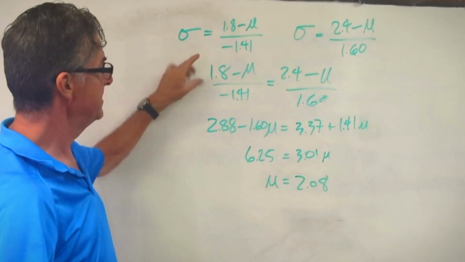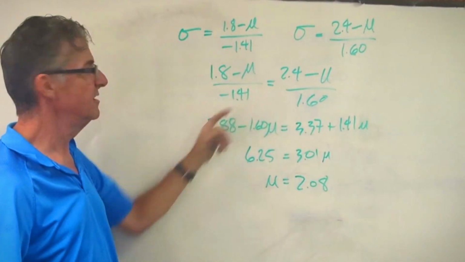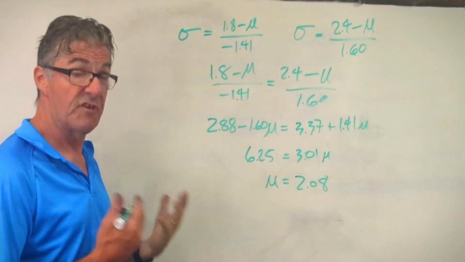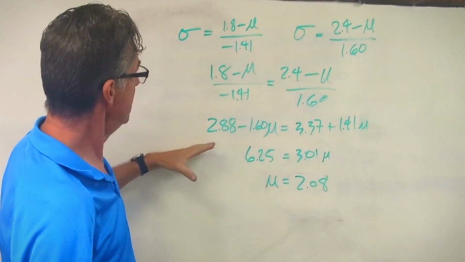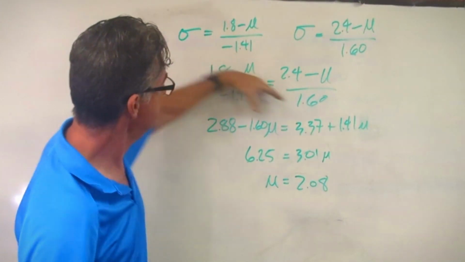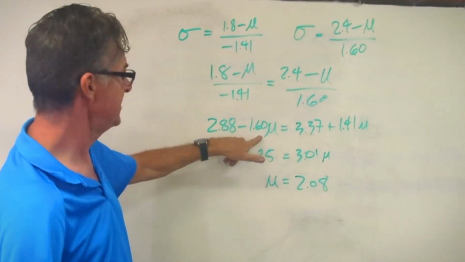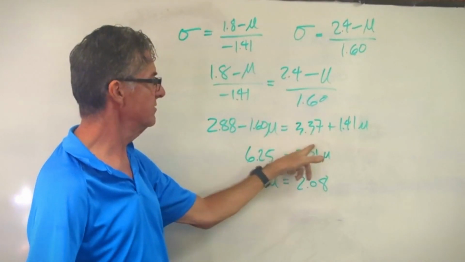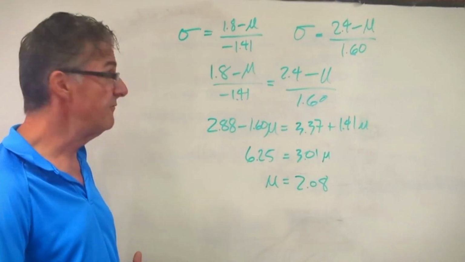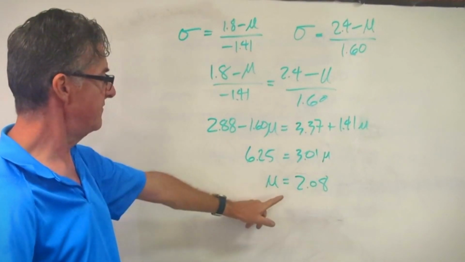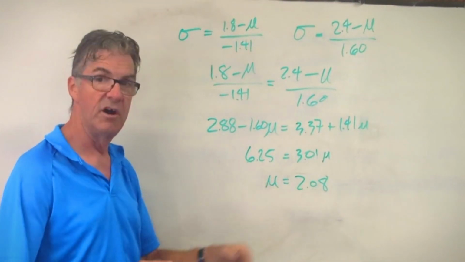Okay, so what I did is I set my two equations equal to each other. Now the quickest way to deal with two fractions equal to each other is cross multiply. So I did this cross here, which gives me this side, and then I did that cross there, which gives me that side. Now I'm just combining like terms and dividing through to solve for mu. So I got this step, and then finally mu is 2.08.